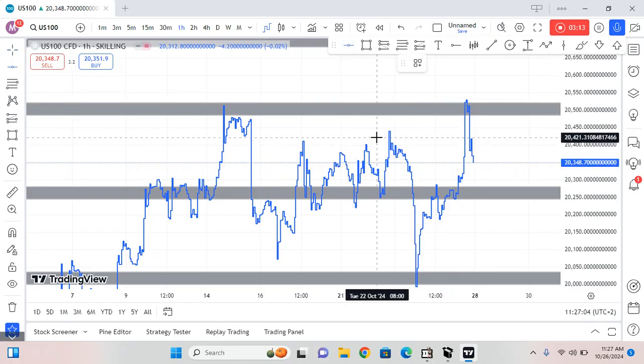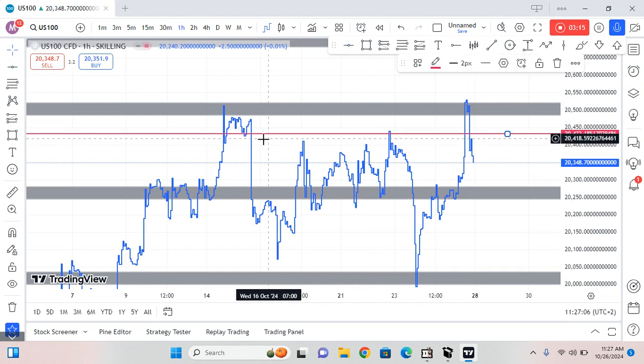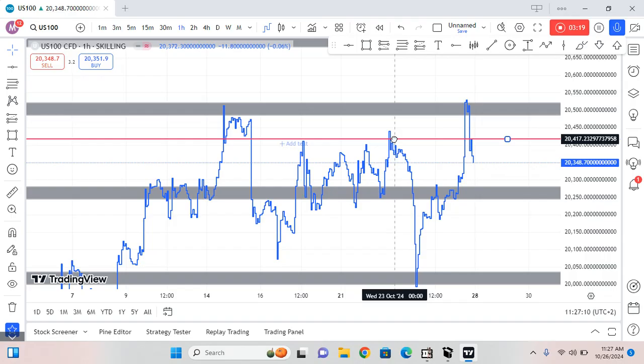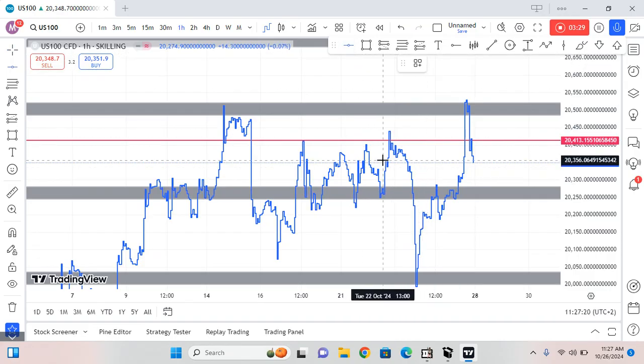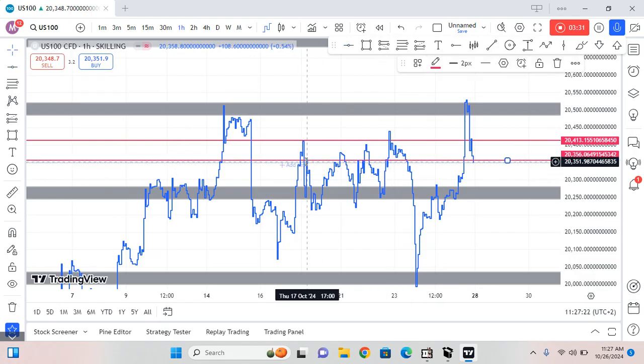What am I talking about? I'm talking about a line like this one. Touch, reverse, touch, reverse. This is a valid minor, because it's inside the major. So we call them minor zones. So right now I'm also going to place this one here because of touch, reverse.